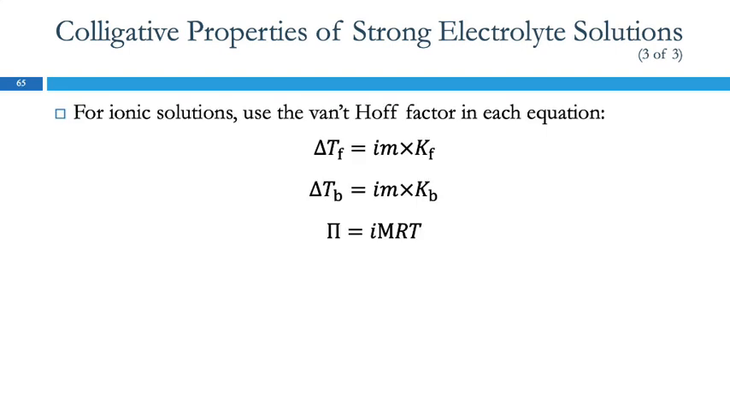So when we have ionic solutions, we're going to have those same equations, but we're just going to multiply by the Van 't Hoff factor.